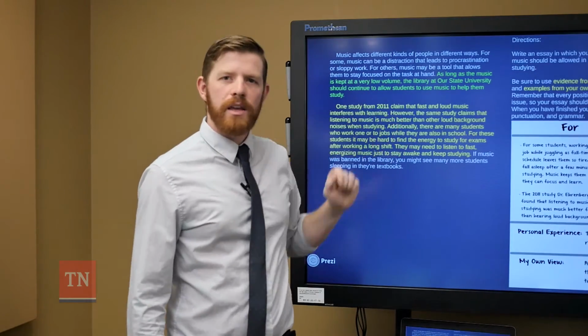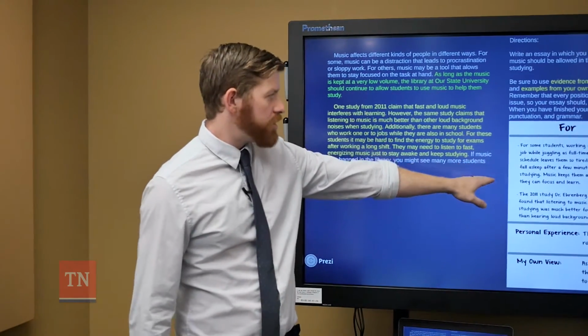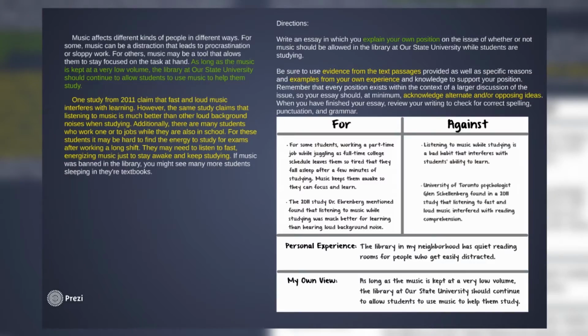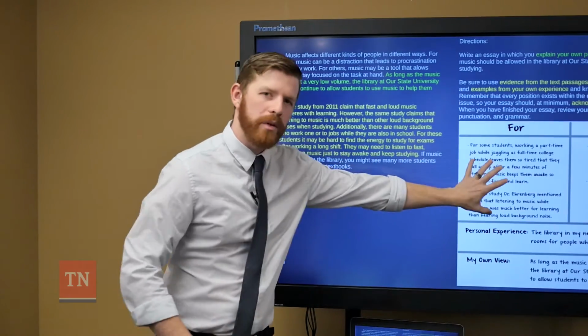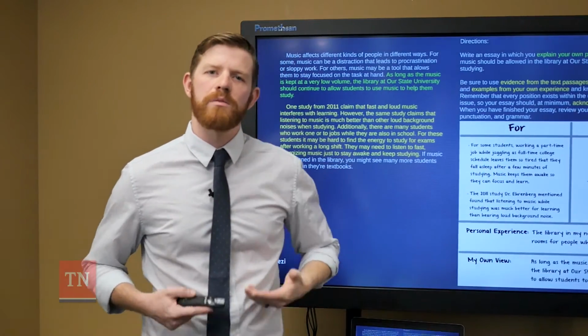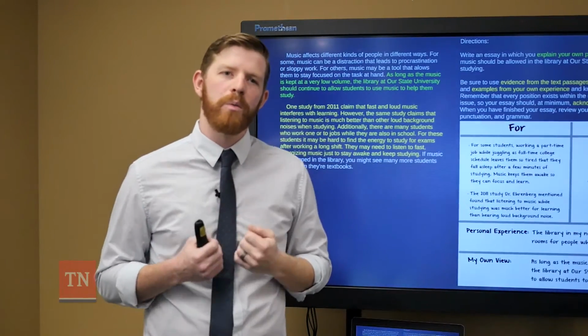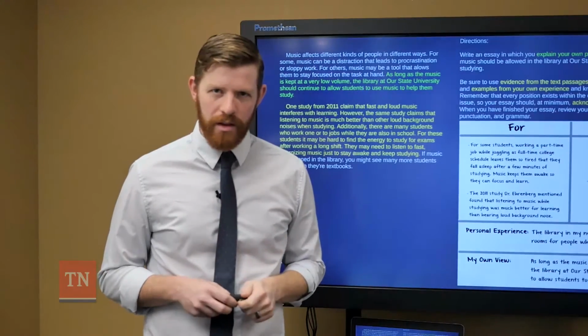And I actually cited the same exact study that the student and the professor had cited here before to strengthen my own argument. And then all I've really done is reword what they said in the other text passages and kind of put those arguments into my own words in order to strengthen my argument.